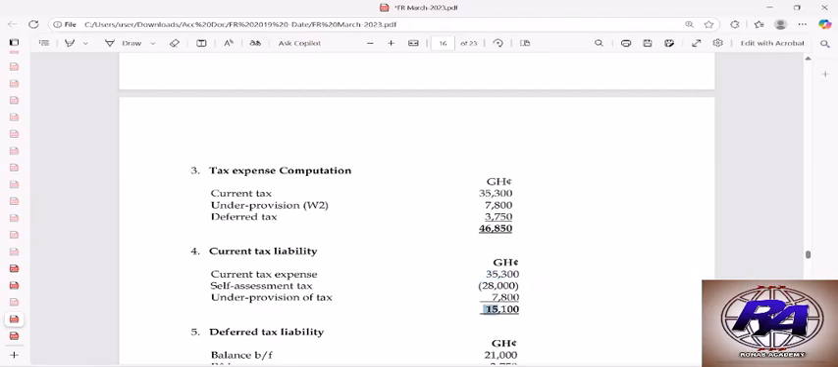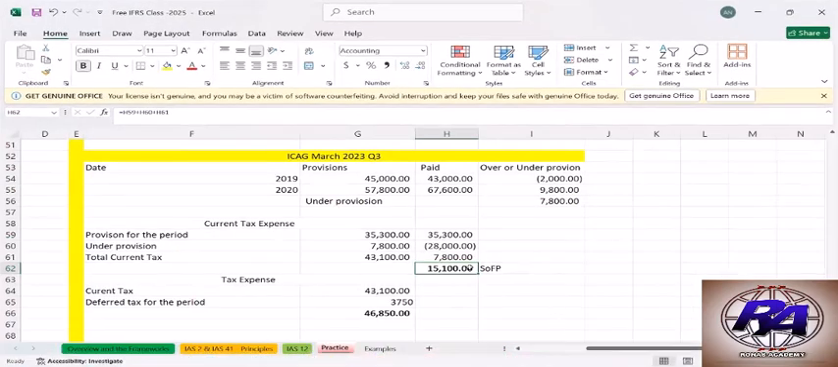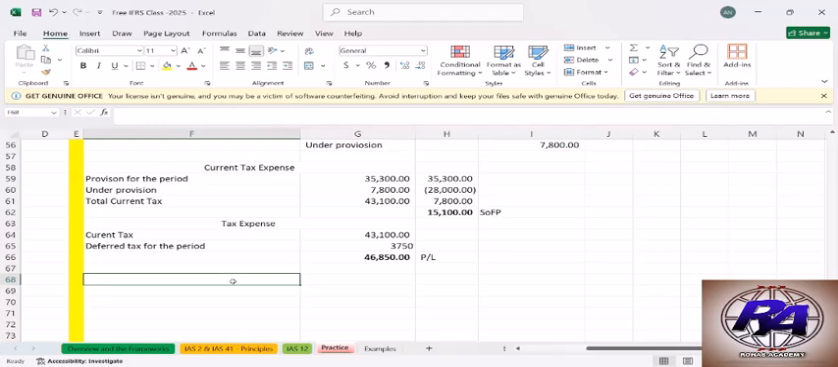So at the end of the day, this is what we are getting here, right? So this is also correct. 15,100 is also correct. So that's what we will send to our statement of financial position. Okay, and this one will go to our profit or loss account as our tax expense for the period, right? Then we have to get our closing deferred tax. That will go to the statement of financial position as well.